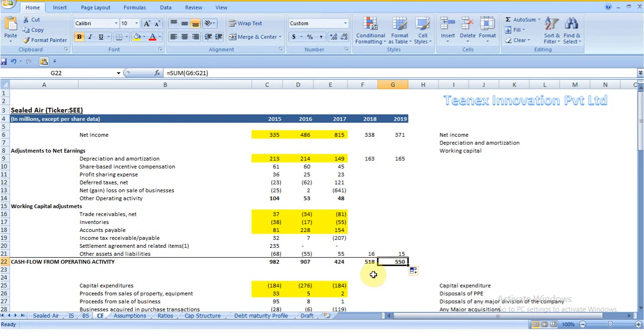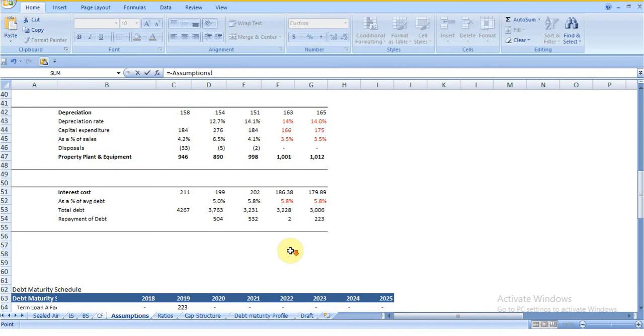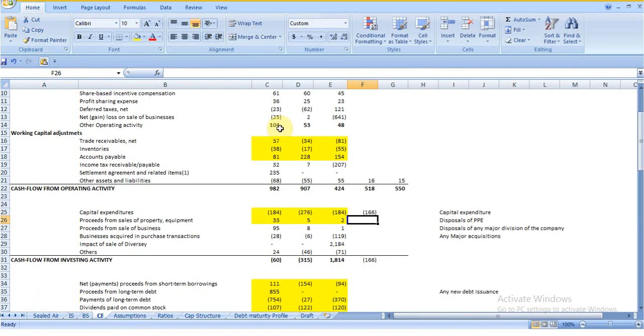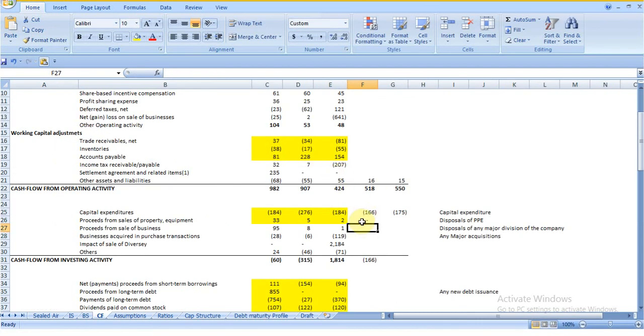Now, in the cash flow from investing activities, the most important thing is capital expenditure. We have already looked into this, and we will just plug in that number here so that we can complete the cash flow statement as well. I have plugged in proceeds from sale of disposals; basically, I have assumed it zero, so I'm going to plug in zero here. For the rest of the line items, such as proceeds from the sale of the business, I'm not expecting that the company is going to sell any business in 2018 and 19, so I kept it zero.